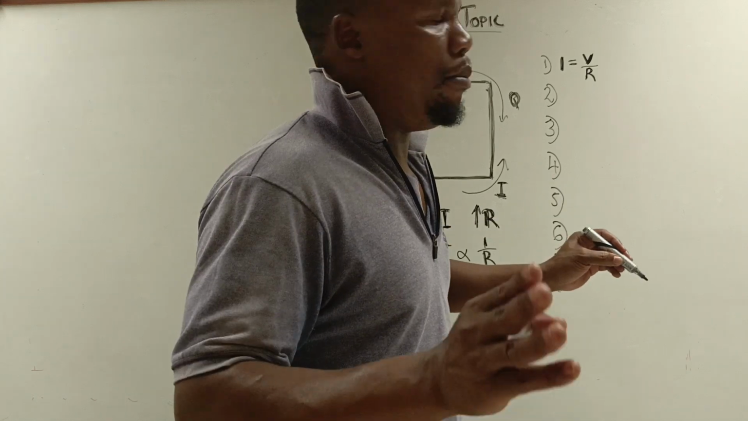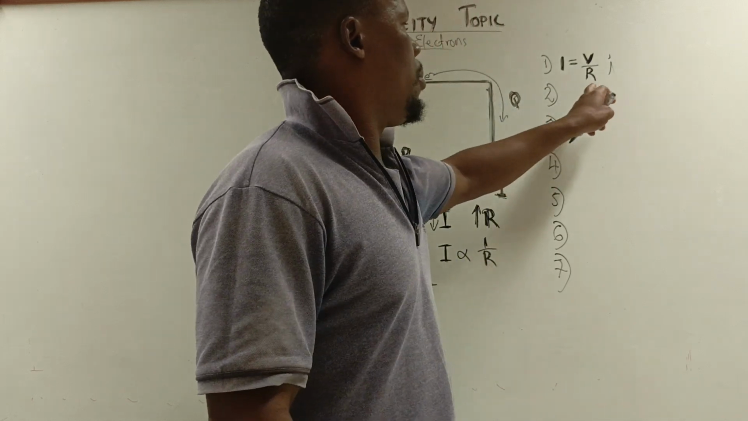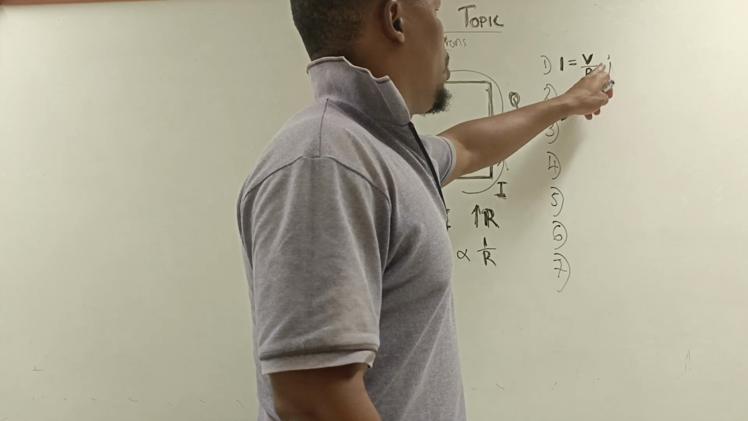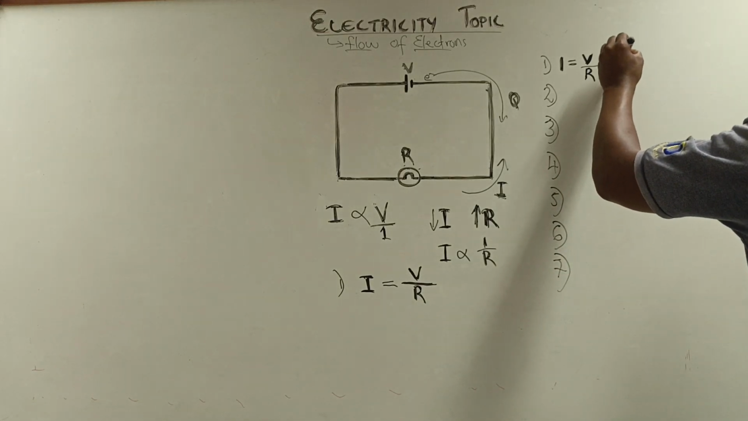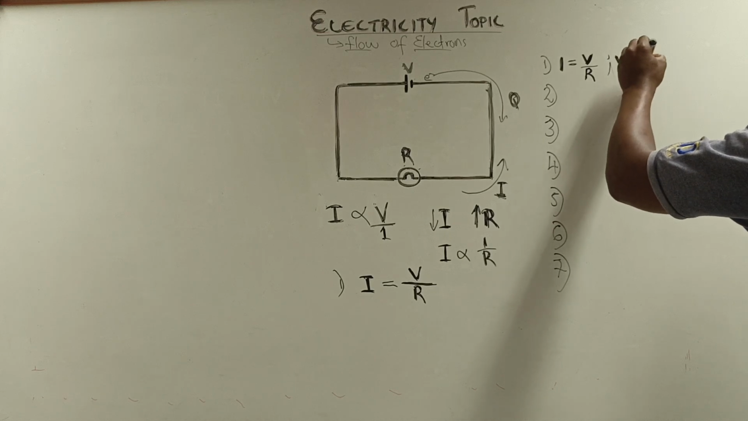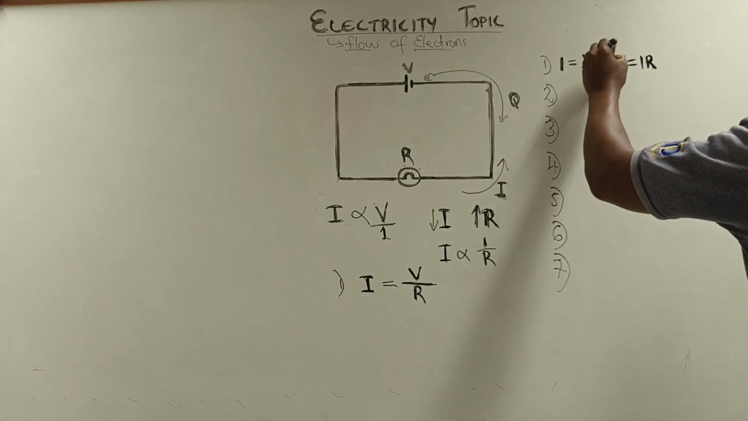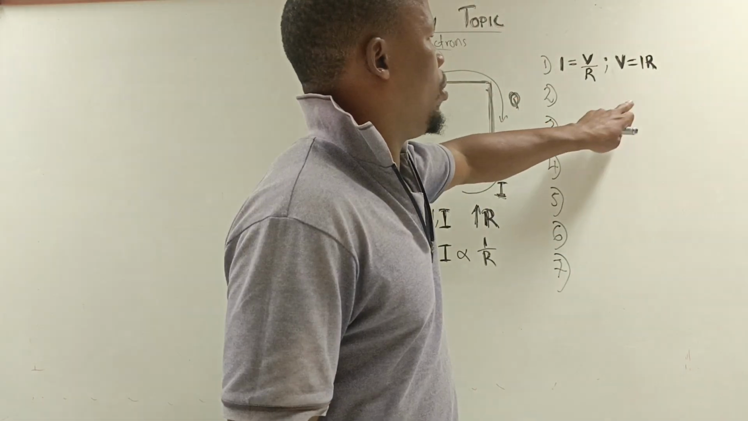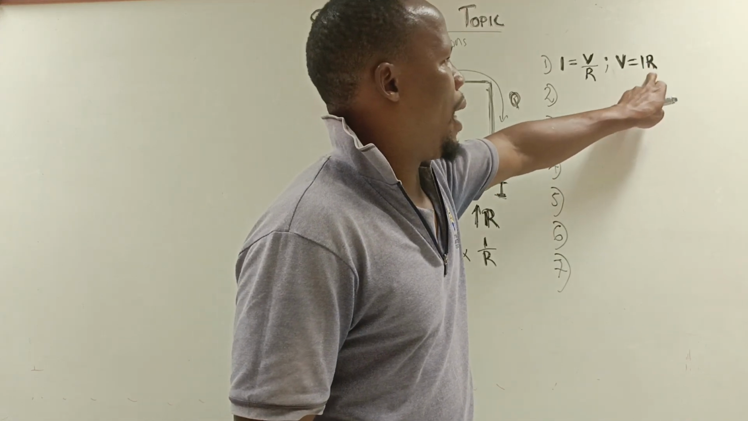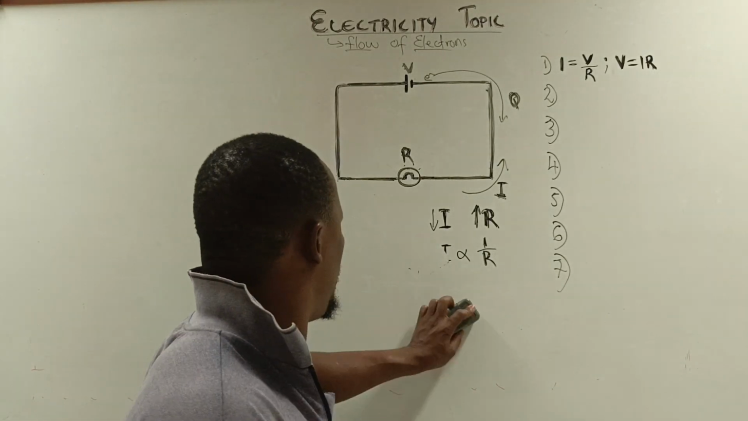At the same time, we can change the subject of the formula. Multiplying both sides by R, the R cancels on the right, leaving IR. So V is equal to IR. That's the first formula: I equals V over R, and we can change the subject to get V equals IR. You have derived your first formula.